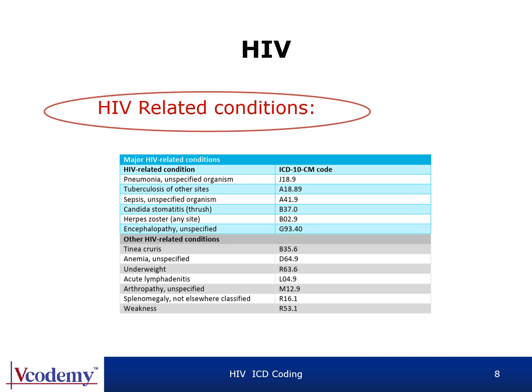Apart from this, you also have other HIV related conditions like tinea cruris B35.6, anemia unspecified D64.9, underweight R63.6, acute lymphadenitis L04.9, arthropathy unspecified M12.9, splenomegaly not elsewhere classified R16.1, weakness R53.1. These are a few of the conditions which are HIV related conditions. This is not an all comprehensive list. So when the patient displays any of these conditions, HIV related condition, use the code B20.